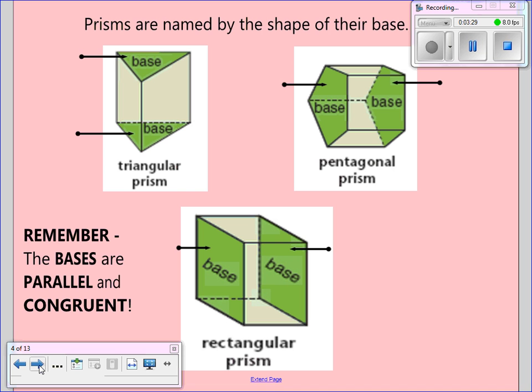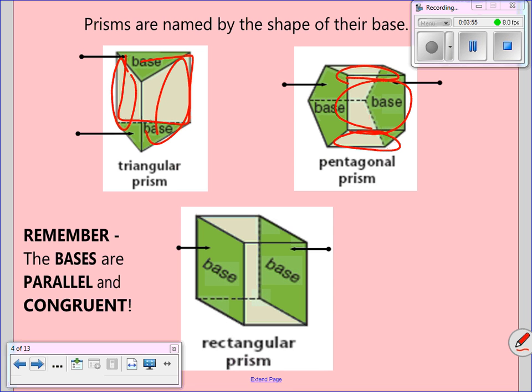Prisms are named by the shape of their base. Let's take a look. We have a triangular prism. Why? Because there's triangles and rectangles involved. Pentagonal prism. Why? Because there's pentagons on each side. Keep in mind, with these prisms, they're all connected with these rectangles. Do you see them? There's 3 rectangles here. There's one in the back, too.